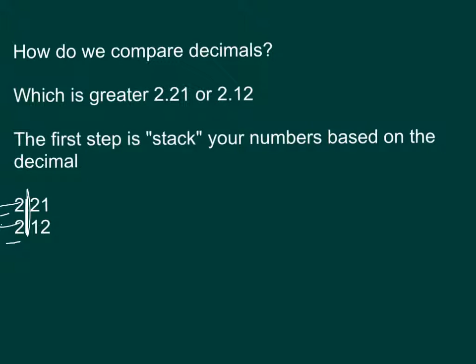Now, there's the decimal that I just lined through. Now, which is greater, 2 or 1? Well, of course, 2 is greater than 1, so we now know that 2 and 21 hundredths is greater than 2 and 12 hundredths.